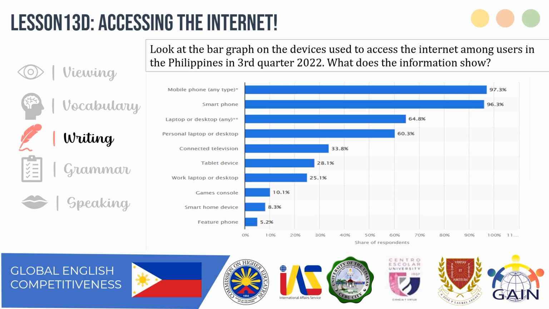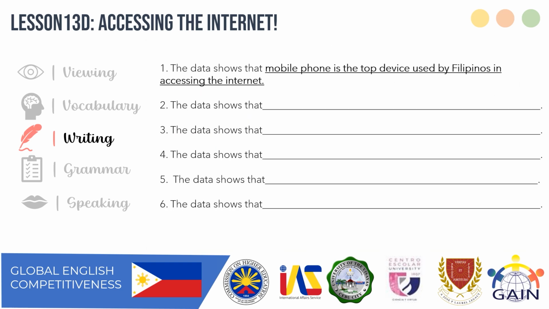This time, look at the bar graph on the devices used to access the internet among users in the Philippines in the third quarter of 2022. What does the information show? Using the same graph, complete the following sentences. For example, in number 1, the data shows that mobile phone is the top device used by Filipinos in accessing the internet. You may pause the video to answer the rest of the items.